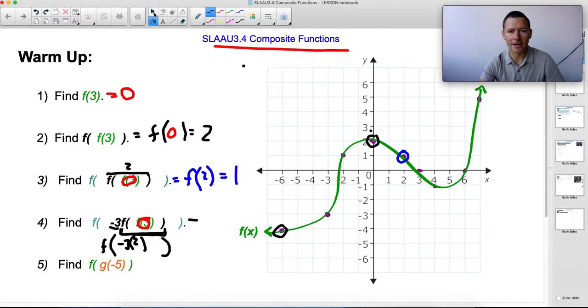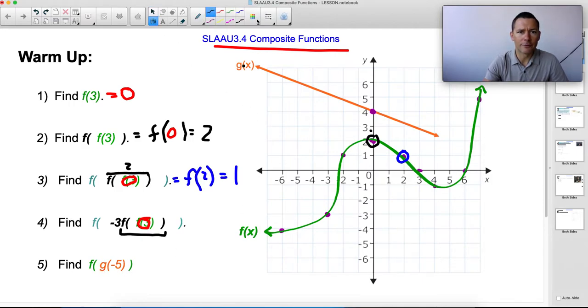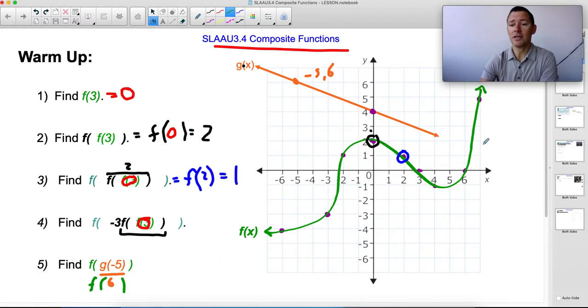Oh, I needed that line. Here's g of x, it's a line. We're looking for f of g of negative 5. This is like saying first evaluate g of negative 5. It's a different function, so I go over to negative 5 and see where it is on g. This is the point (negative 5, 6). Now I put 6 into f. What's f of 6? On the f function, that's the point (6, 0), so f of 6 is 0. That's composite functions: it's like putting functions inside of functions, which is great.